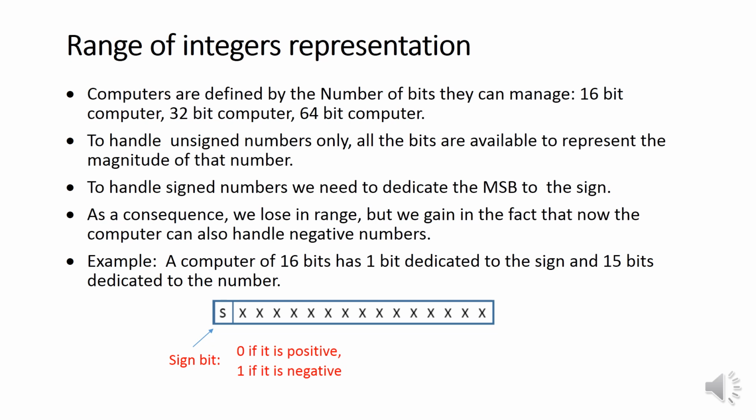Example: a computer of 16 bits has 1 bit dedicated to the sign and 15 bits dedicated to the number. This is the sign bit, either 0 if it is positive or 1 if it is negative. And these are the rest of the bits.